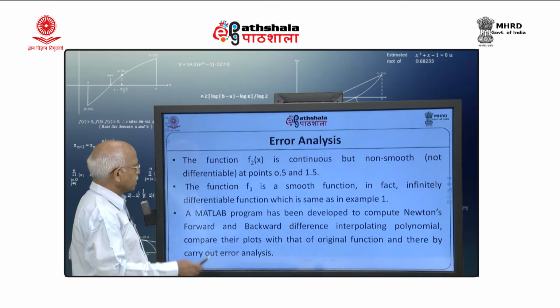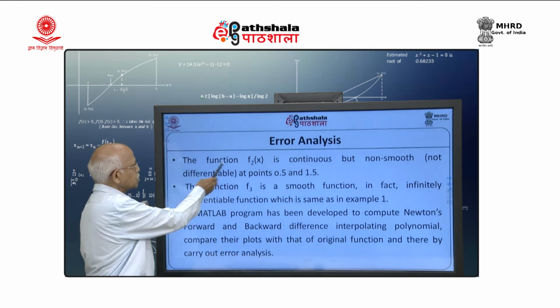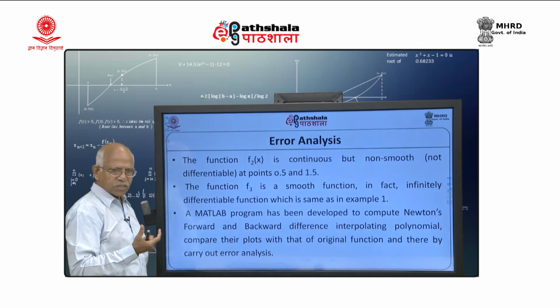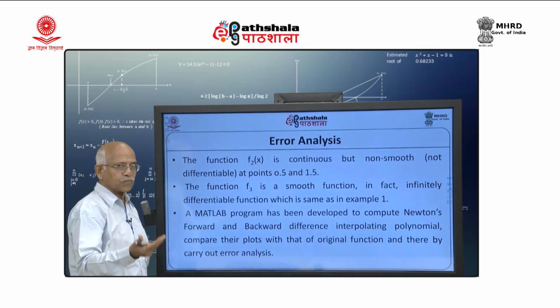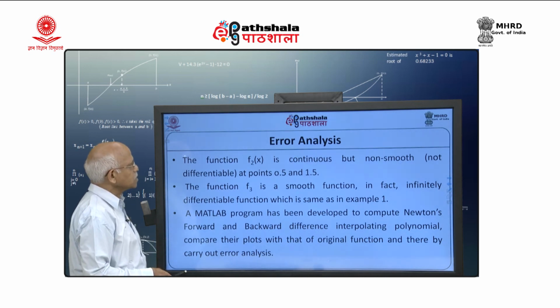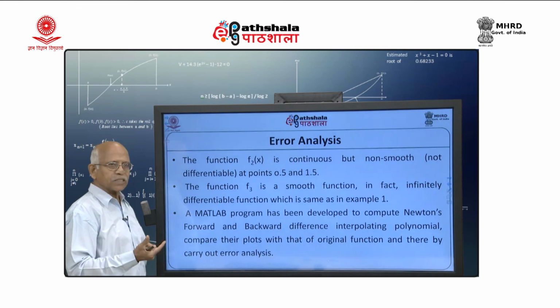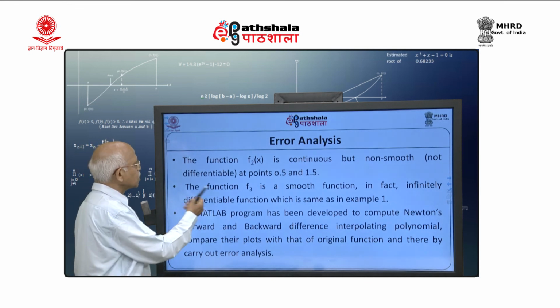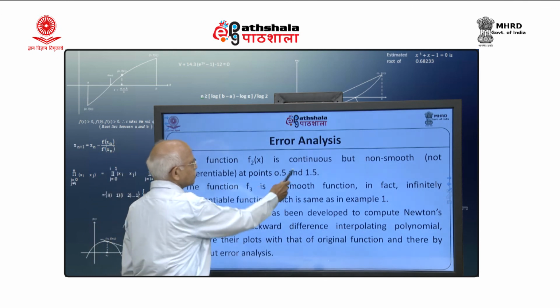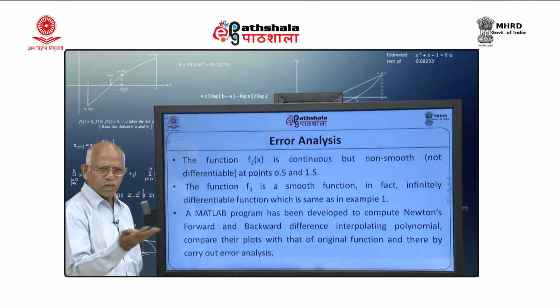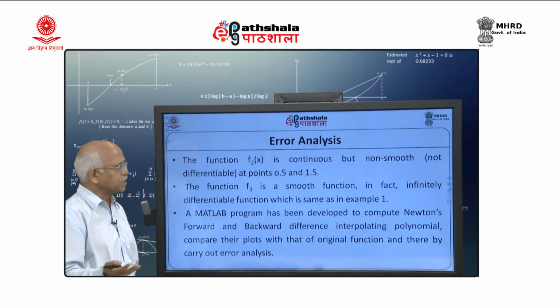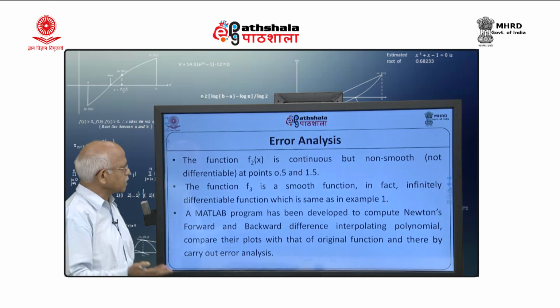On both the sides we will get that. The function f2(x) is continuous. I am just describing the characteristics of this function selected. Continuous, but non-smooth. So, I am trying to consider a function which is not differentiable at points 0.5 and 1.5. You can select any 2 arbitrary points actually. You may take 1 and 2 or anything of that sort.